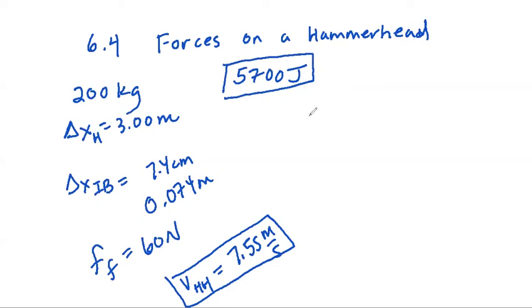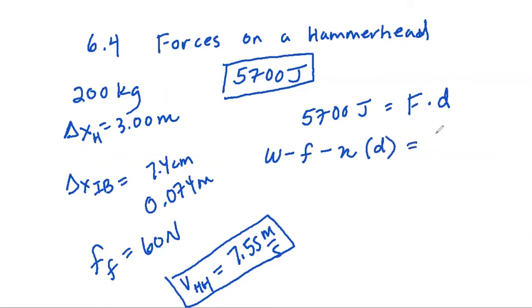So once again, I've got 5,700 joules equals my force, F, times a distance. And what am I calculating here? This time, I've got a normal force from that I-beam acting back on my hammer. So the force acting on it is equal to the weight of the hammerhead minus the friction and minus that normal force, times D, and that's going to equal my change in K, which is 5,700 joules. I go to a dead stop, so it's 5,700 joules.